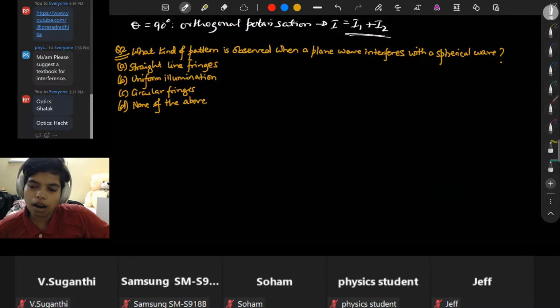When I was an undergrad student, I started off with Optics by Ghatak, and then I moved on to Optics by Eugene Hecht. And of course, there are some other advanced texts as well, but these two books should be good enough for you.